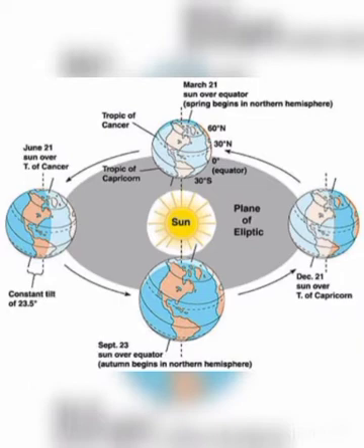Okay. Now all of you listen very carefully. When the Earth's axis points towards the Sun while orbiting in its elliptical path, it is summer. It is summer for that hemisphere.